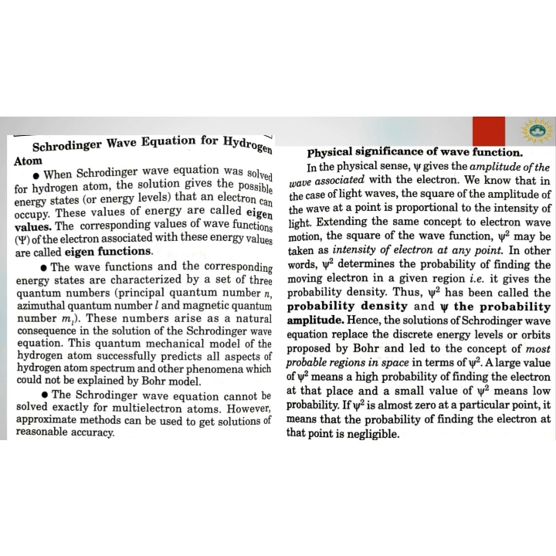Now, these numbers arise as a natural consequence of the solution of the Schrödinger wave equation. This quantum mechanical model of the hydrogen atom successfully predicts all aspects of the hydrogen atom spectrum and other phenomena which could not be explained by Bohr's model. Normally in class 11, no such questions come from the Schrödinger equation or the wave model. You only have to know the equation, H psi is equal to E psi, and the significance of each term: what is the value of H cap, what is the meaning of H cap, what is the meaning of psi, and what is the meaning of E.